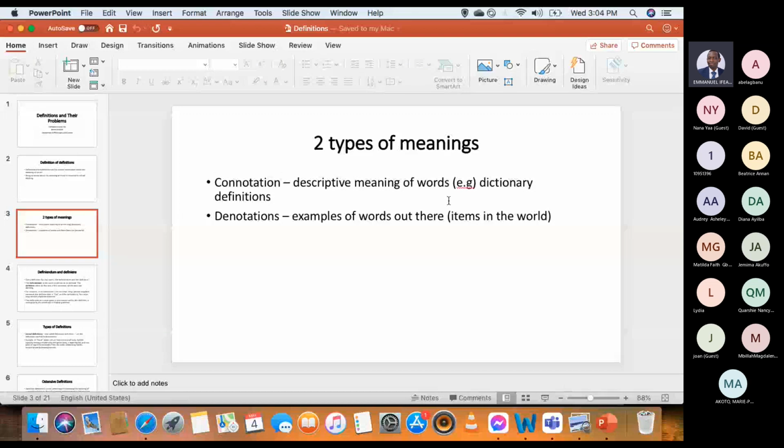But the denotative meaning of a word is the example of that word in the external world, in the real world. So when you're talking about something, and then you point to examples in the real world, that's the denotative meaning. That's a denotation of that thing. So connotation is descriptive meaning. Denotation is the items represented by the word, the examples of the word.